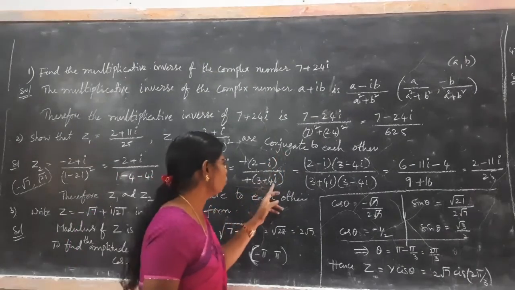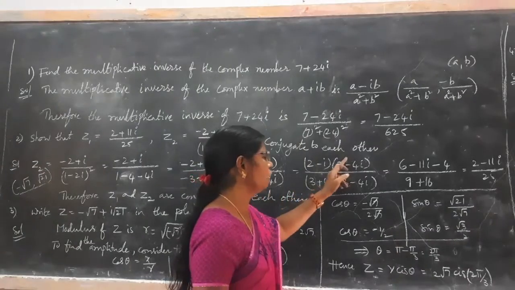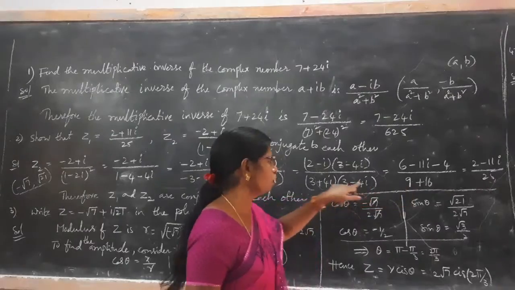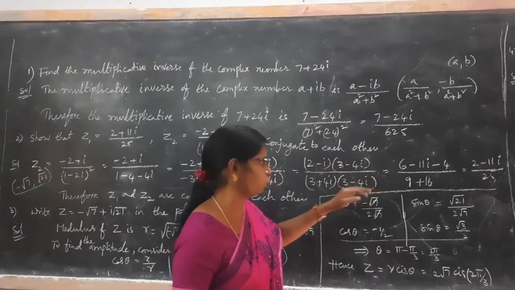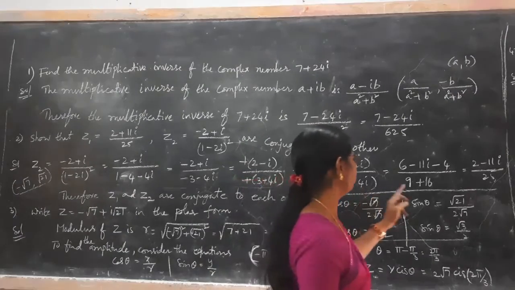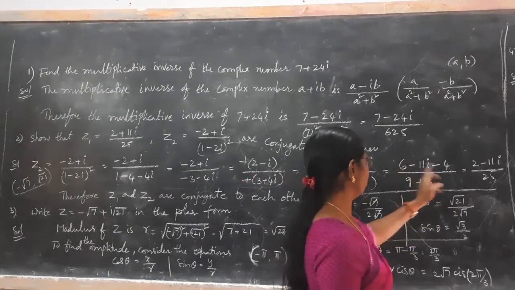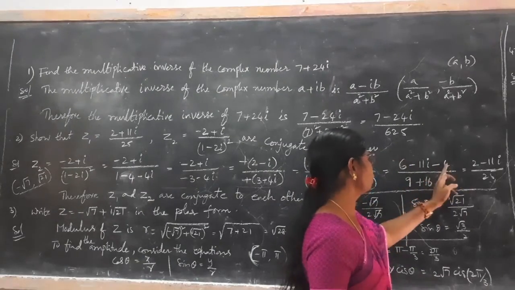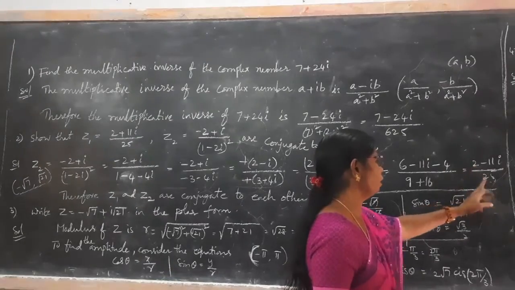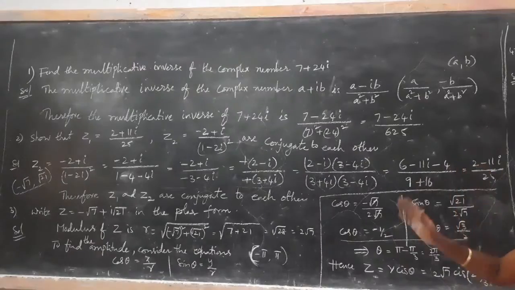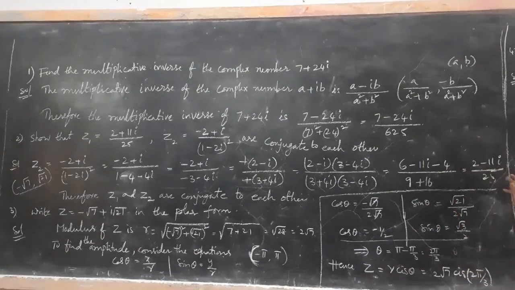So next, we simplify this 3 plus 4i by multiplying the numerator and denominator with its conjugate. Why are we doing this? To bring it into the form a plus ib. Here, (a plus ib) into (a minus ib) is a square plus b square. Simplifying and multiplying, we get 2 minus 11i by 25. So we express Z2 in the form of a plus ib, that is 2 minus 11i by 25.